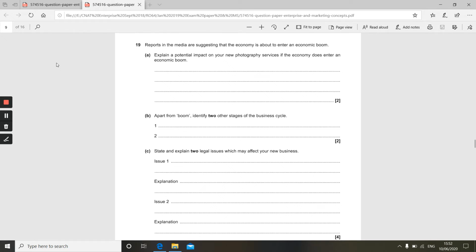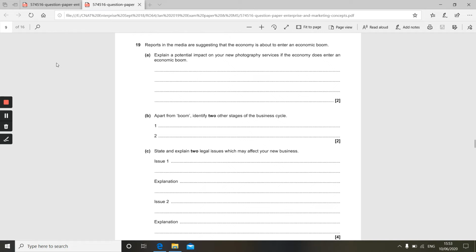Okay. Question 19. So a shorter question for you now. It says, reports in the media are suggesting that the economy is about to enter an economic boom. Explain a potential impact on your new photography services if the economy does enter an economic boom.